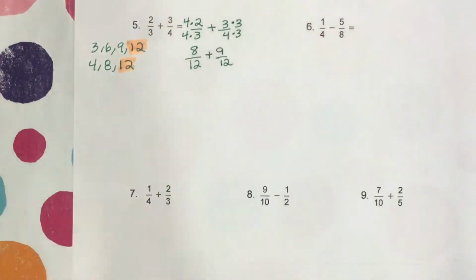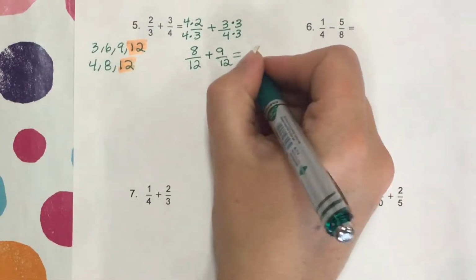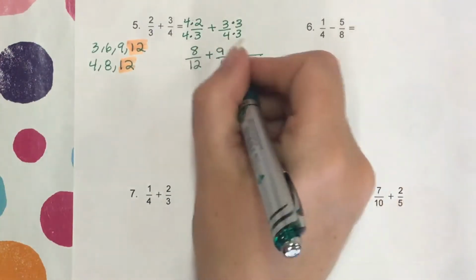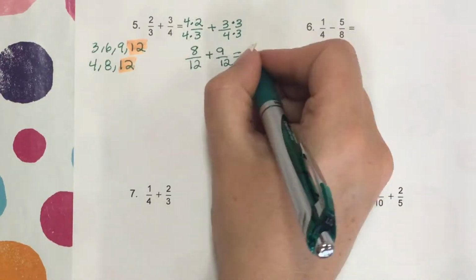Okay. Then I have my common denominator. They both have a 12. So I'm going to have a 12 in my answer in the denominator. And then I just add the numbers on top. 8 plus 9 is 17.